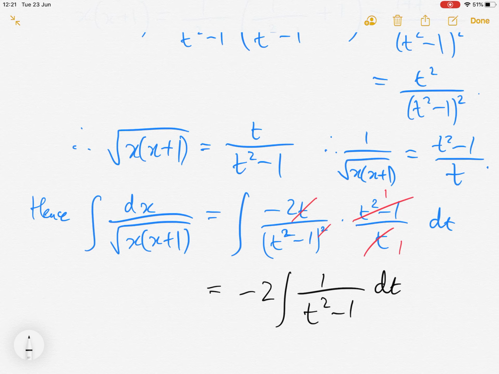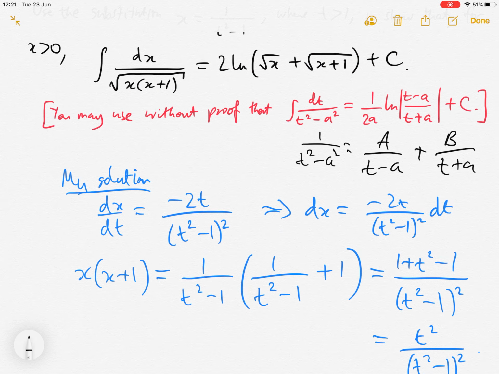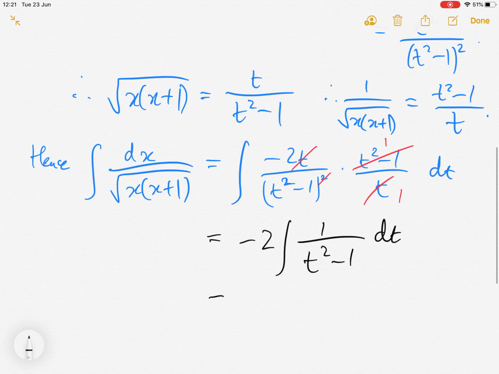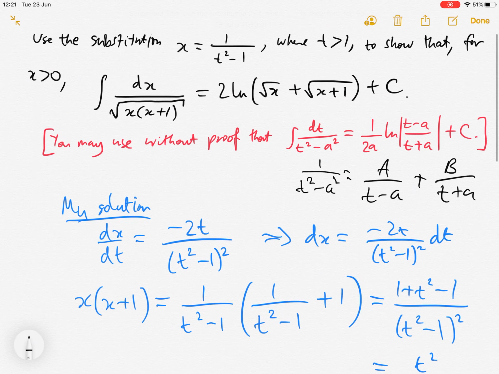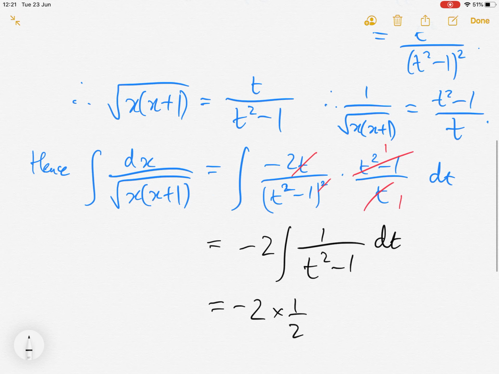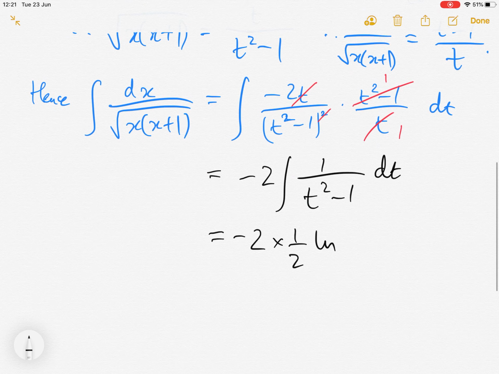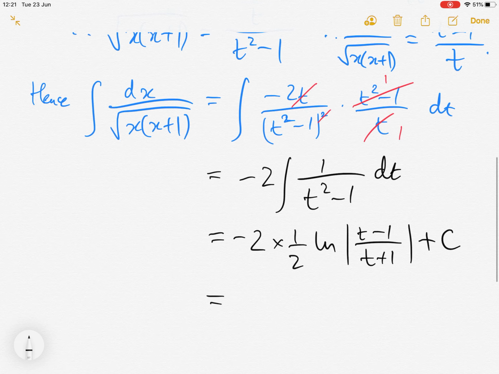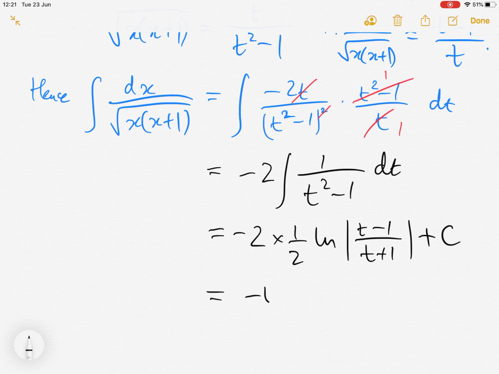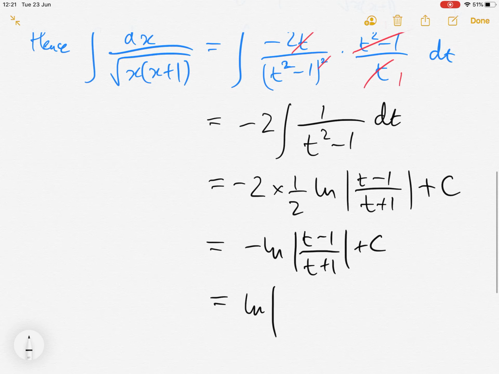And then we can apply the result we were given in red with a equals 1. So we have minus 2, and then a is equal to 1, so we've got 1 over 2 times the natural log of t minus 1 over t plus 1 plus c. And now we just need to do quite a lot of manipulation to show this is equal to 2 natural log root x plus 1. So this is minus log t minus 1 over t plus 1 plus c, which is the same as log of t plus 1 over t minus 1 plus c.